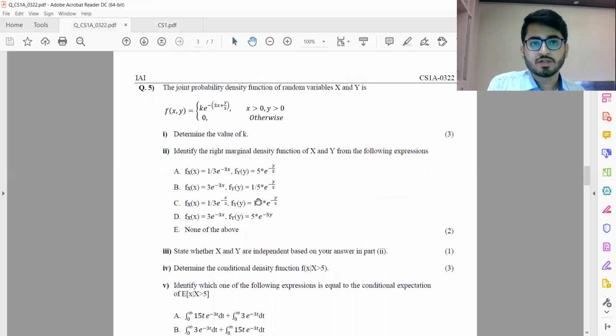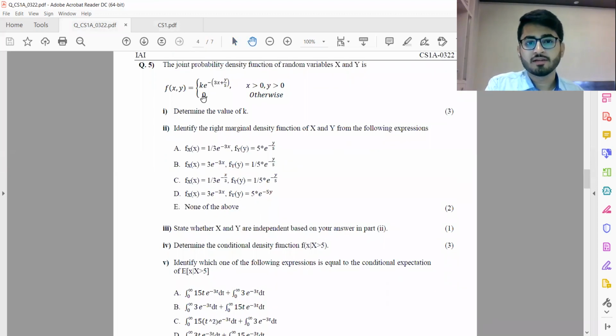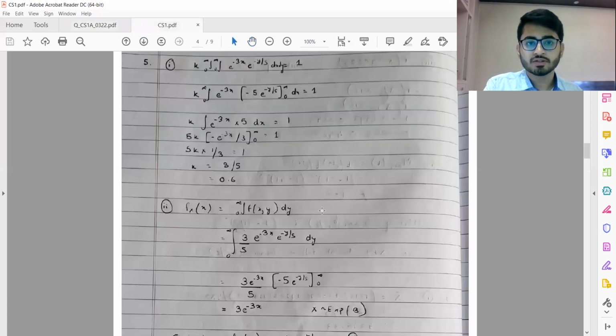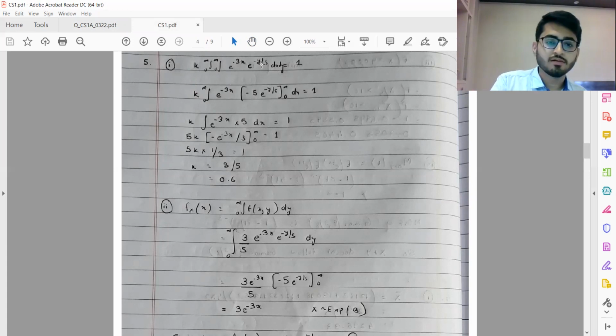Next question, I would say very straightforward. We need to find the value of K. Part 2 is finding the right marginal density and so on. So we'll take a look at each of these. It's a standard double integration involved. There's no relation between X and Y, as in there's no single term which has both X and Y together. We can easily split it out, perform integration as usual, and we'll see that K comes out to be 3 by 5 or 0.6.